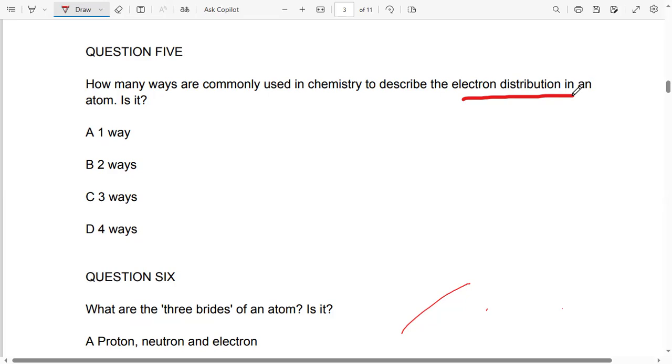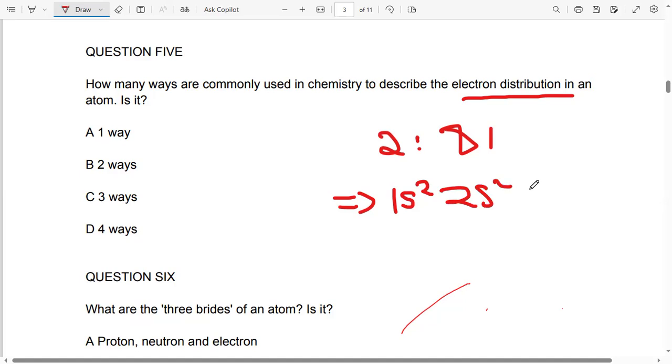Okay, so how many ways are commonly used in chemistry to describe the electron distribution? One of them is what we call the electron configurations. Those things that we write: in the first shell, I have 2 electrons, in the second, I have 8, and so on. This can also be represented with specific orbitals. You say in 1s, you have 2 electrons, you go to the 2s, you also have 2, and then in the 2p, maybe you have 6.